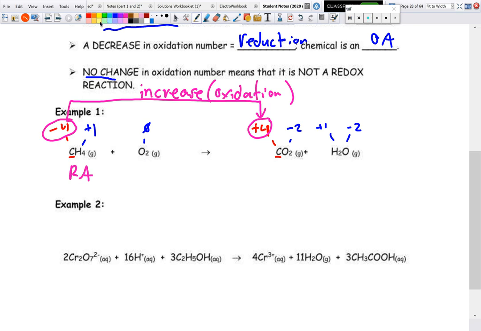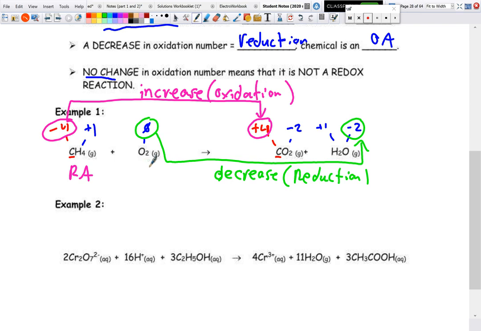Now the other one that is changing, we can tell oxygen is going from a 0 to, we can use any one here, it doesn't matter whether it's this oxygen or this one right here, because they're the exact same oxidation number. We can see a decrease in oxidation number, or a reduction.